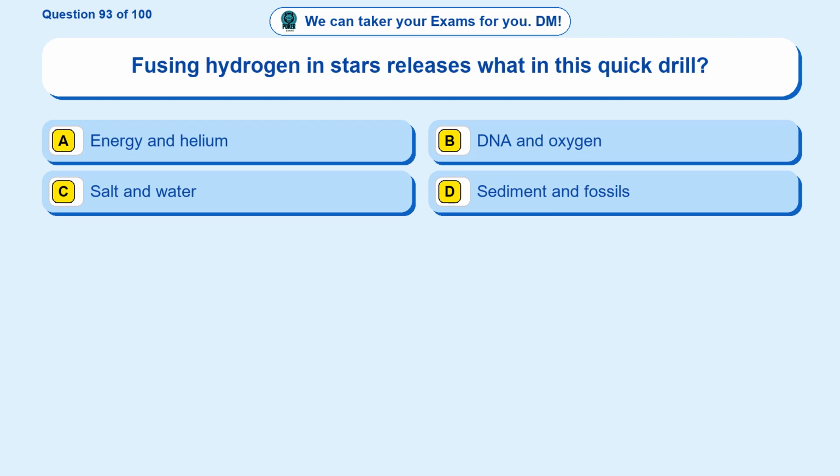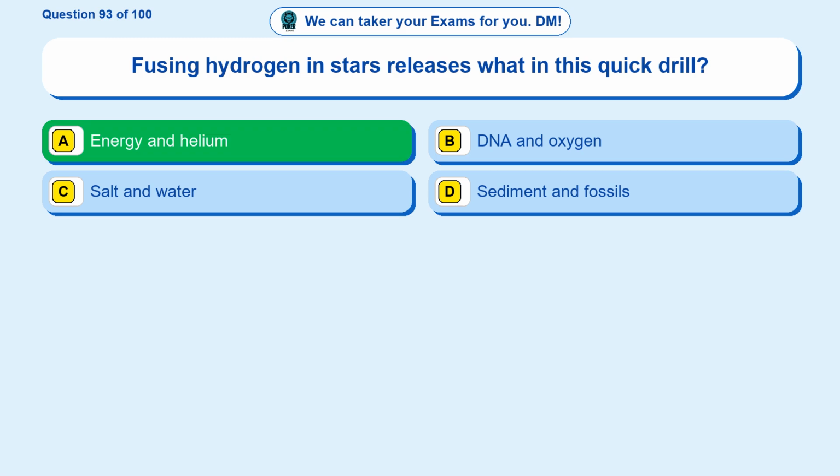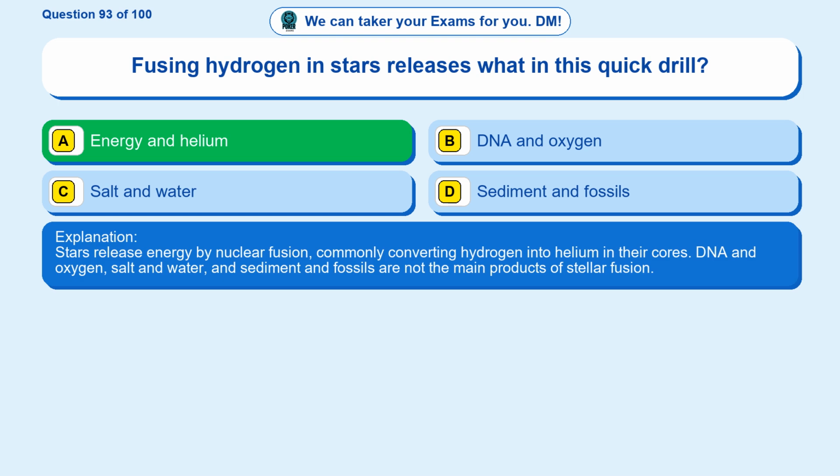Question 93. Fusing hydrogen in stars releases what in this quick drill? Option A, energy and helium. Option B, DNA and oxygen. Option C, salt and water. Option D, sediment and fossils. The correct answer is option A. Energy and helium. Stars release energy by nuclear fusion, commonly converting hydrogen into helium in their cores. DNA and oxygen, salt and water, and sediment and fossils are not the main products of stellar fusion.